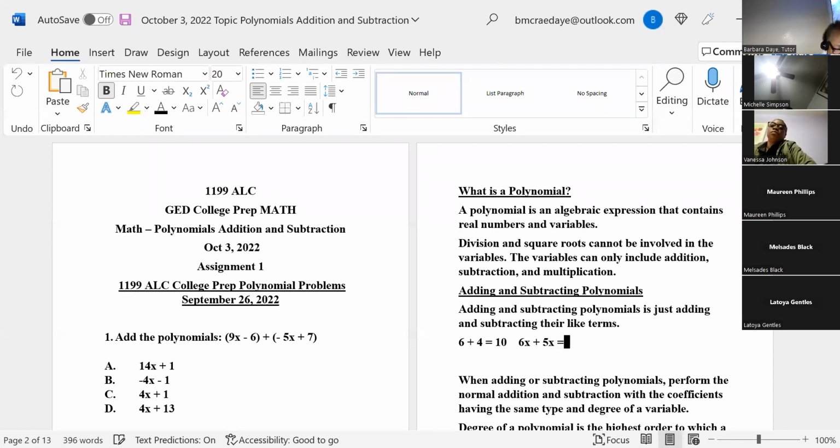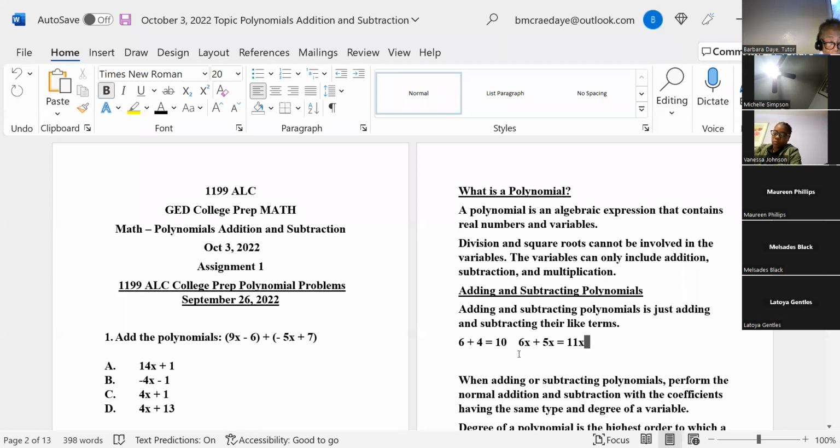6x plus 5x, Maureen, equal what? 11x. 11x. That's a polynomial. It has two terms, 6x and 5x, right? Yeah. So we have the 6. What do we call the 6, Latoya? Coefficient. Remember your math terms. So what are we adding with the polynomials? We're adding the coefficients. You're adding, or you could be subtracting the coefficients.